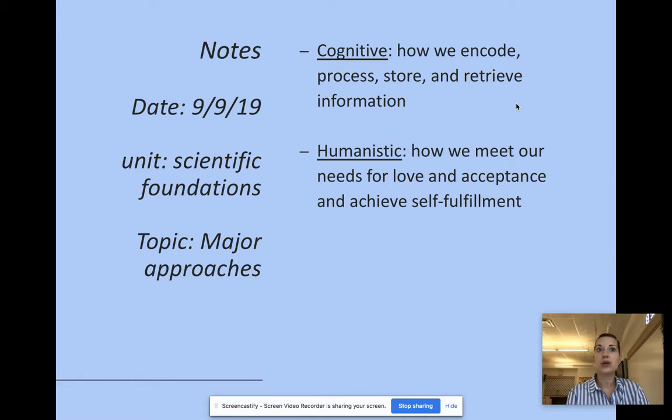So this approach really focuses on the individual, and it's all about how do we meet the individual's needs for love, acceptance, belonging, feeling like they have a purpose, feeling fulfilled, right? It's not about any of the mechanical, physical stuff. It's not about your past or your childhood or any of that. It's all about how do we figure out how to meet these needs for you. So really take into account the whole person.